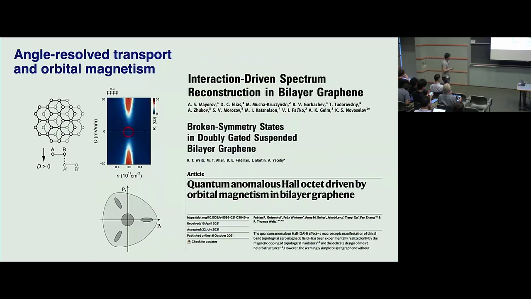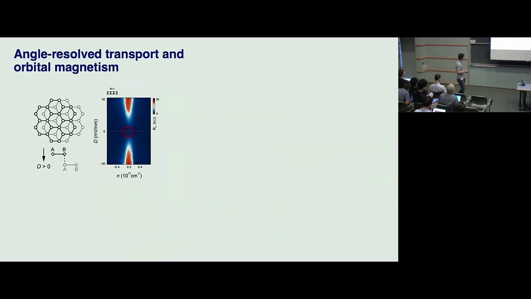And once we have the probe of angle-resolved transport measurement, it becomes a lot easier to look at all of these at the same time. So at this point, n equals 0, D equals 0, and also B equals 0, right?